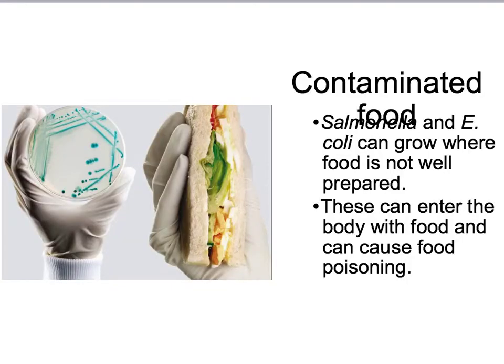So there are various ways that microbes or pathogens can be spread to be able to enter your body. One of the ways is via contaminated food. So examples are things like Salmonella and E. coli, and these will grow where food is not prepared very well, where there's poor food hygiene standards. If these bacteria manage to get into your body via contaminated food, then they can overcome your body's defences and go on to cause food poisoning.